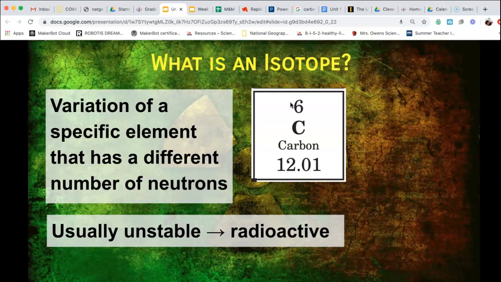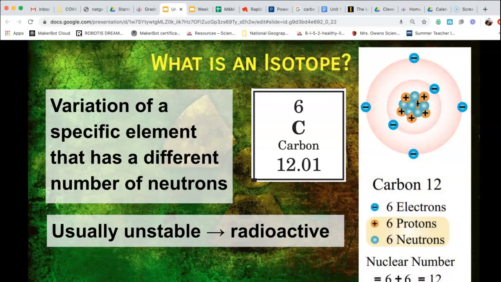And when we have an isotope, that means that we're going to have a different number of neutrons. So for other isotopes of carbon, we may have different amounts of neutrons present. And that means our mass number is going to change as well. Usually when we have an isotope, they're going to be unstable, although it's not always the case, but it is pretty commonly the case. And if they're really unstable, then that means they're going to be radioactive.